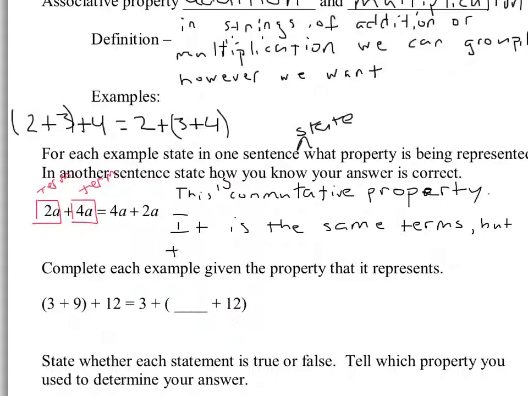But they are reordered. So we have the same two terms, 4a and 2a, they're just reordered. And we can do that with addition. That's the commutative property. It's glorious. It's wonderful. We'll see some of its glory and wonder today.